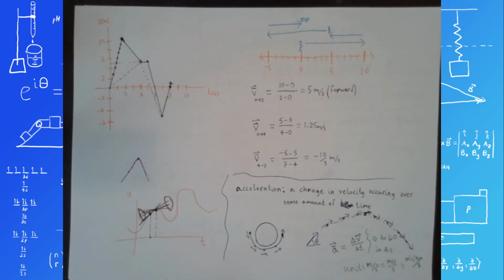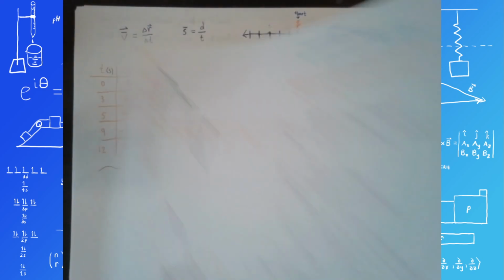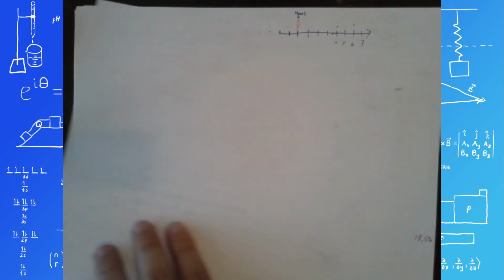Let's see which page it was on. Yeah, here we go. So they drew a velocity versus time graph. Do I still have the backside of this? Yes, I do.